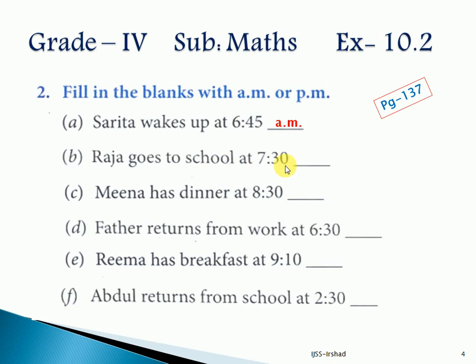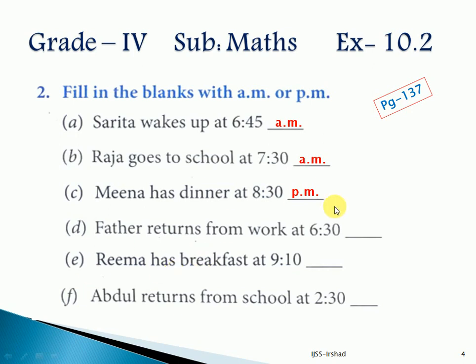Raja goes to school at 7:30. So 7:30 should be before 12 noon, so I have to mention AM. That means Raja is going to school in the morning at 7:30. And Meena has dinner at 8:30. Dinner obviously we will have after 12 noon and before 12 midnight. So this time will be PM. Meena had dinner at 8:30 PM, not AM. AM will talk to us about breakfast.